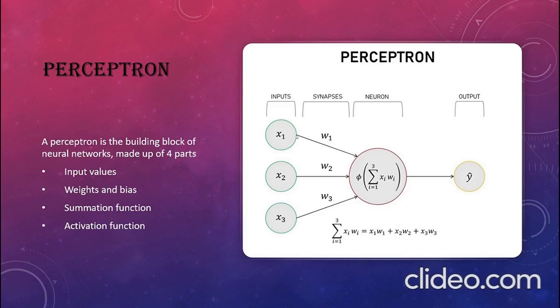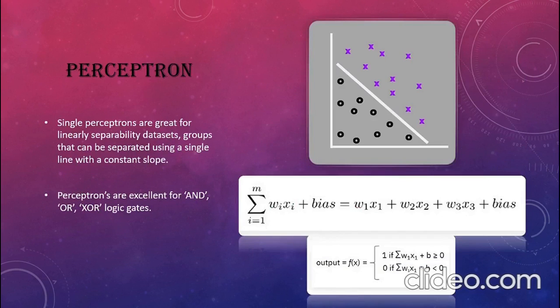If a perceptron is in a single form, i.e., has a single output, then the first and the only output will be in a yes or no format, or 0 or 1 format. Single perceptrons are great for linearly separable datasets, which are groups that can be separated using a single line with a constant slope. Perceptrons are excellent for making AND or XOR logic gates.